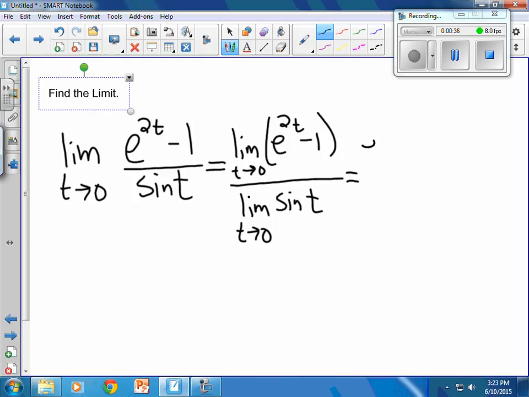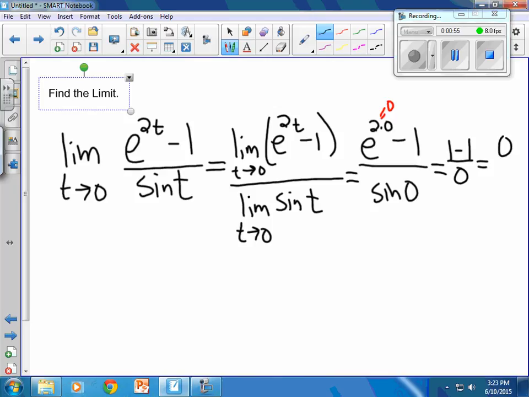So we would get e to the 2 times 0 minus 1 over sine of 0. 2 times 0 is 0. E to the 0 is 1, so this would be 1 minus 1, and the sine of 0 is 0. So we do find that we have an indeterminate form, 0 over 0. So actually this would tell us that the quotient rule fails. However, there's still some hope that this limit may exist.